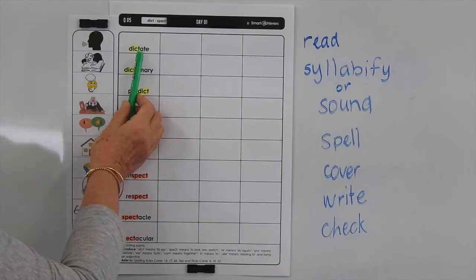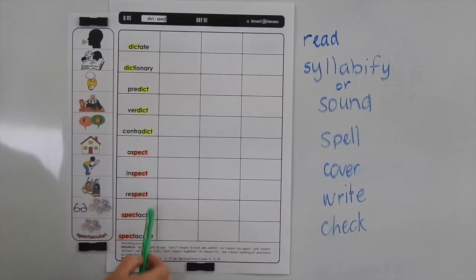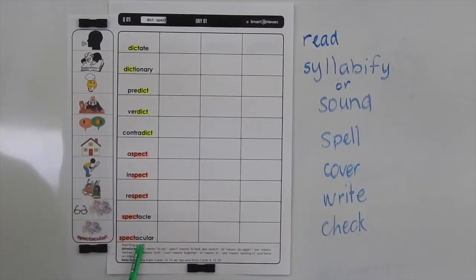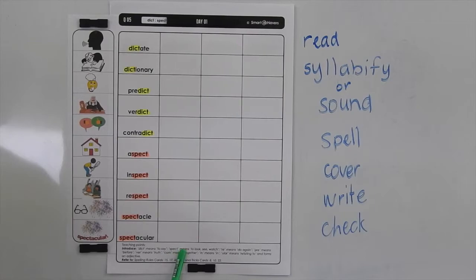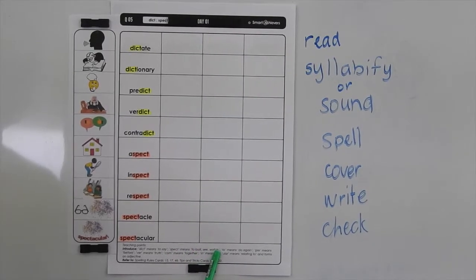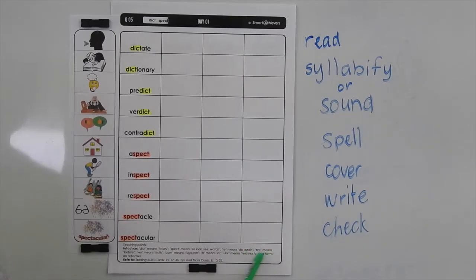In this list of words, we're looking at the root dict and the root spect. If you look down the bottom of your page to the teaching point, it tells you that dict means to say and spect means to look, see or watch. Re means to do again. Pre means before. Ver means truth. Com means together. In means in.